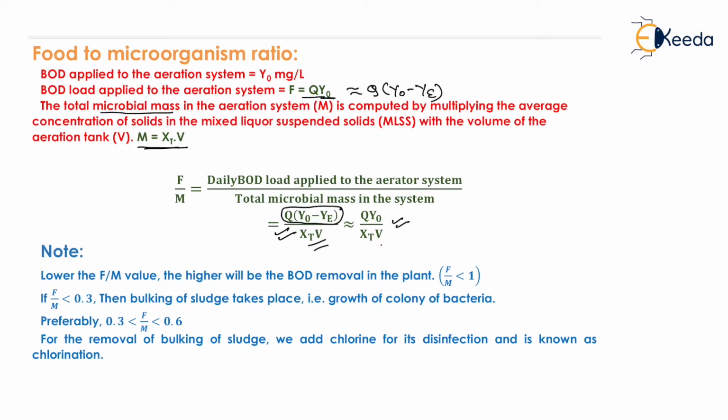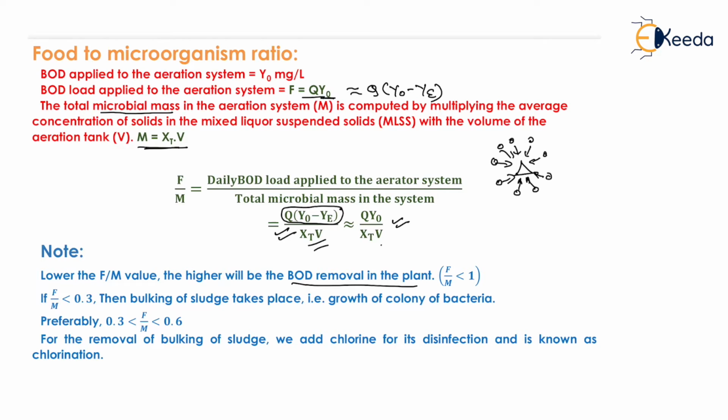Now, the lower the F by M value, the higher will be the BOD removal in the plant. That's why the F by M ratio is always less than 1. Suppose I provide you one slice of pizza, and there are 10 persons who will consume this pizza, then how much time will it take to completely consume that pizza? The time will be very less because the number of persons is very high and the amount of pizza is very less.